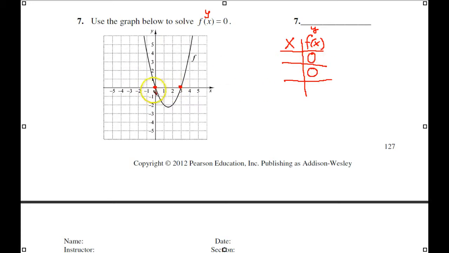And then here, our x value would be 0. And here, our x value would be 3. So when we use this graph to find the zeros, we're thinking y equals 0 up over here. And this is the way we do it.